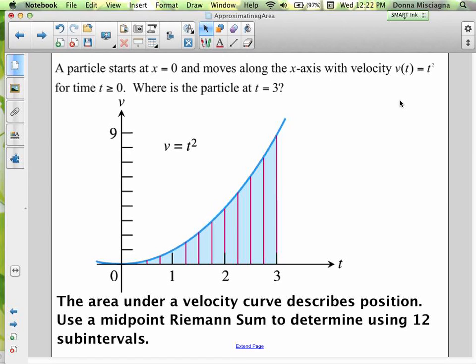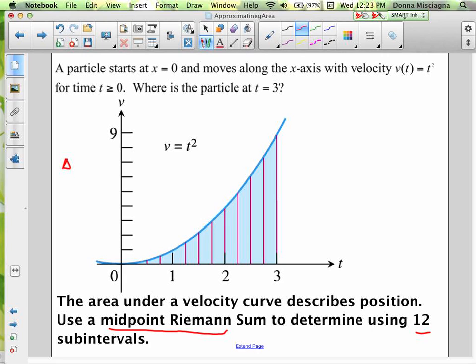All right, so we're starting off at 0, and here we're going to use a midpoint Riemann sum, and this one's in your notes. Midpoint Riemann sum and 12 subintervals. So our change in x is 3 minus 0 divided by 12, so that's going to be 1/4. And our graph is already labeled like that.